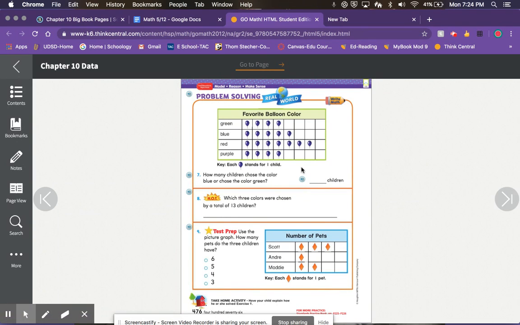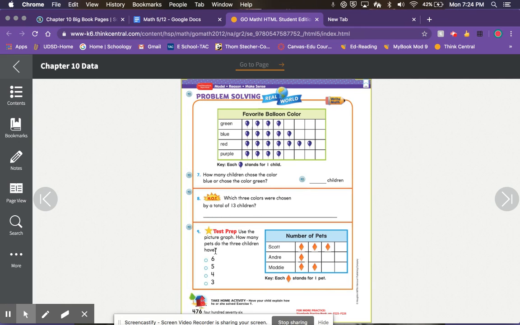And then the problem-solving page here, we got balloons. Which 3 colors were chosen by a total of 13 children? This is kind of like a guess and check, a trial and error. Try it, you're wrong, try again, no big deal. Hot problem, higher order thinking. Okay, this one you just go back and forth. Pick 3 colors, okay? You'll try to add it up to 13 children. Each balloon is 1 kid that voted for a color. Try to find 13 total.